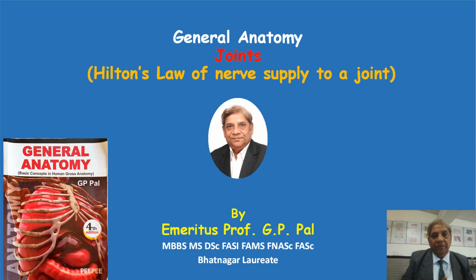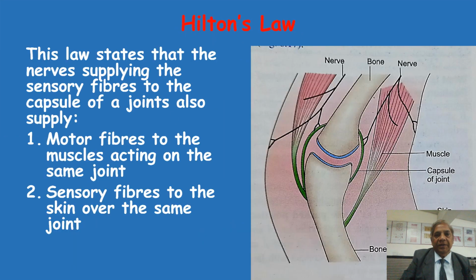Now, this is the law which tells us about the nerve supply to the joint, and the same nerve will also supply the skin which is covering the joint, as well as the muscles which are acting on this joint, which has a great significance. Moving to the next slide, I will define Hilton's law. Now, this is Hilton's law.